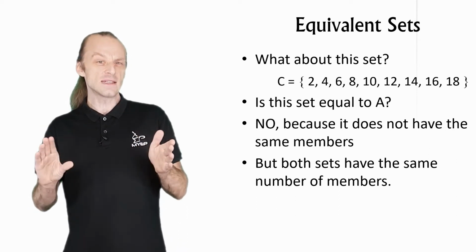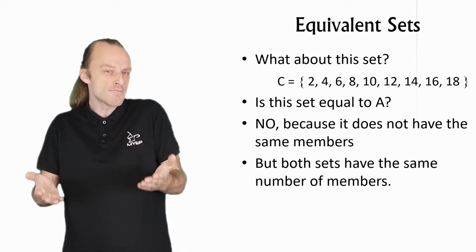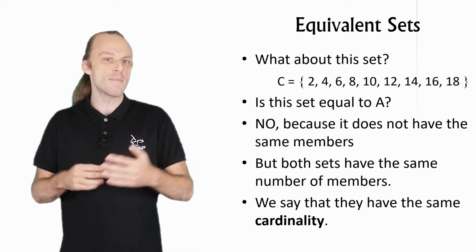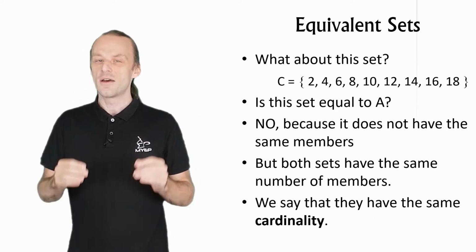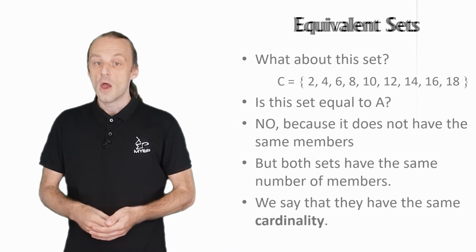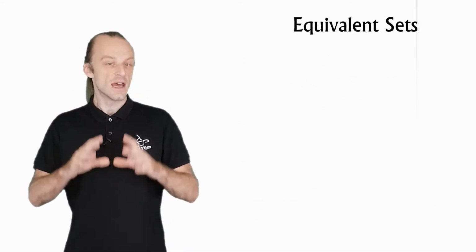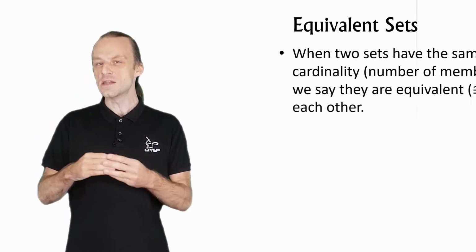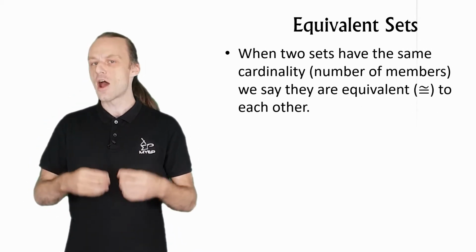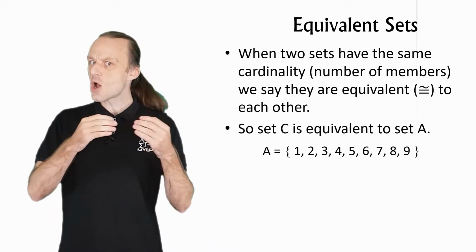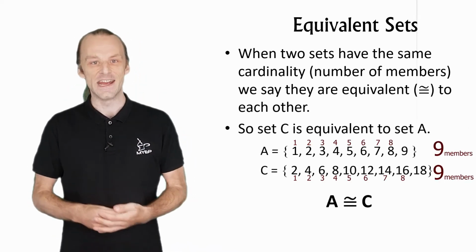But we can see that there's the same number of things in that set. They have the same number of members. They have the same cardinality. When you have two sets that have the same cardinality, the same number of things in them, you can say they are equivalent to each other. So set C is equivalent to set A.